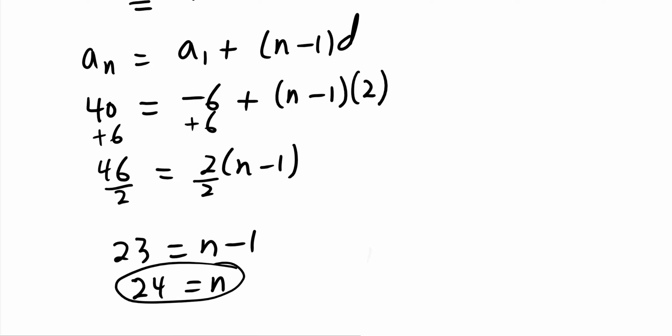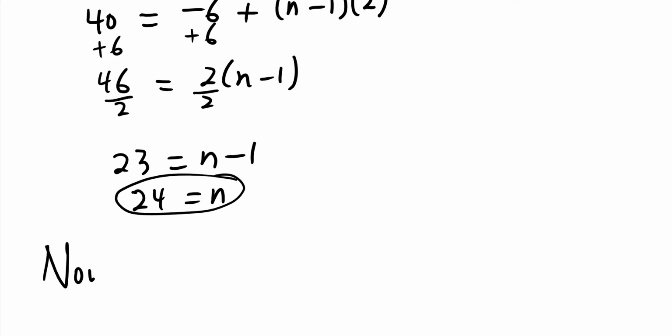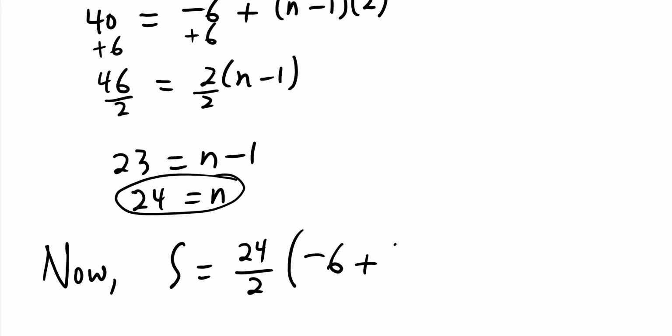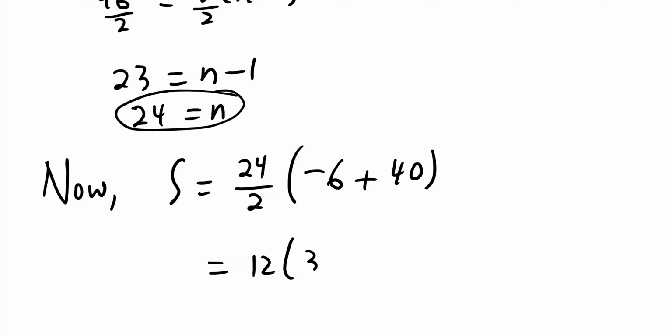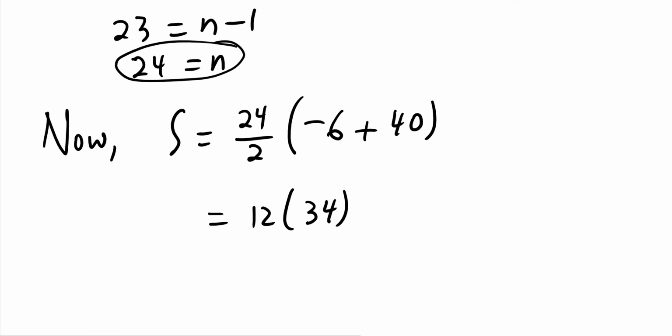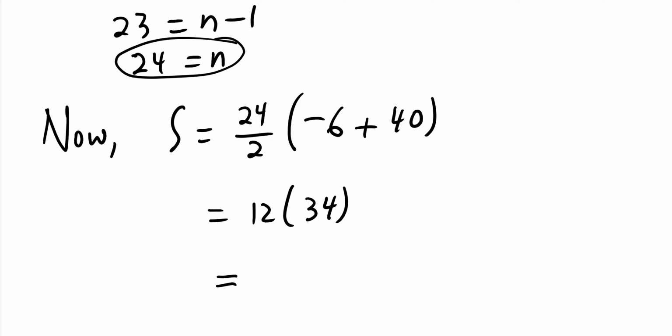That's n. And now we can find the sum. The sum is n over 2 always. The first term is negative 6 and the last term is 40. So that gives us 12 times 34. And if you multiply that out, what do you get? 408. So that gives us the sum of this series.